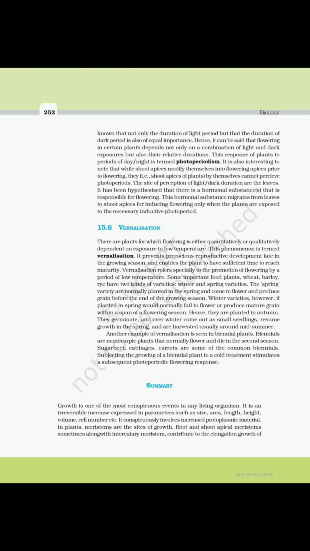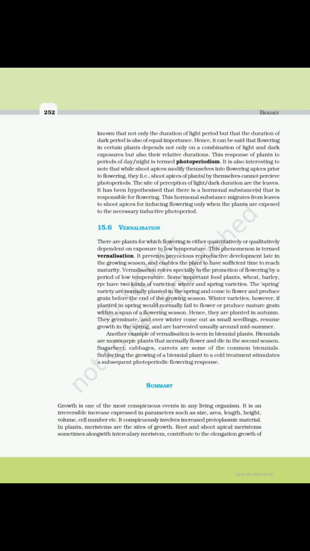Some important food plants, wheat, barley, rye, have two kinds of varieties, winter and spring varieties. The spring varieties are normally planted in the spring and come to flower and produce grain before the end of the growing season. Winter varieties, however, if planted in spring would normally fail to flower or produce mature grain within a span of a flowering season. Hence, they are planted in autumn. They germinate, and over winter come out as small seedlings, resume growth in the spring, and are harvested usually around midsummer.